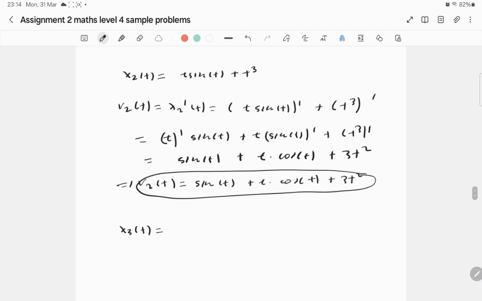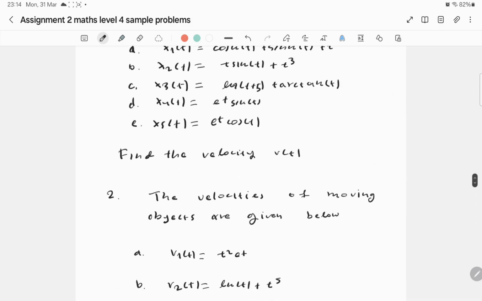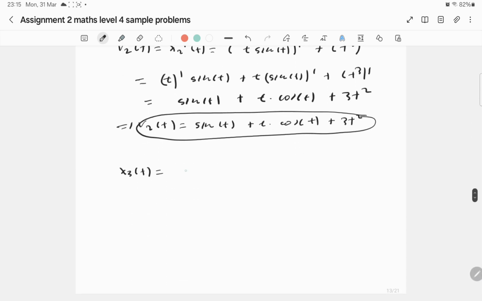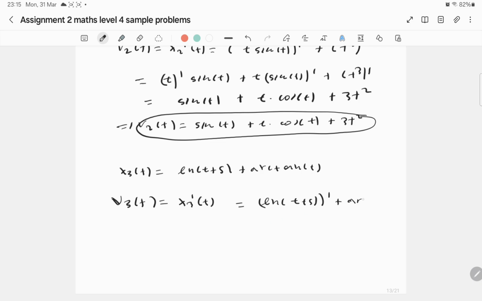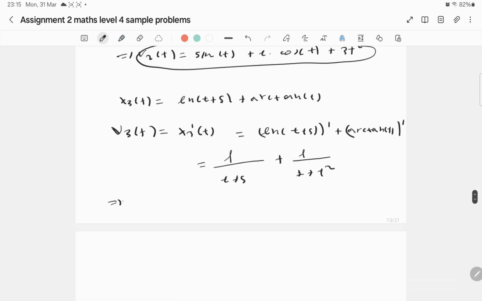x3 of t is ln of t plus 5, plus arctangent of t. To find the velocity, I take the position and I differentiate with respect to t, so I have the derivative of ln of t plus 5, plus the derivative of arctangent of t, that's 1 over t plus 5 plus 1 over 1 plus t squared. So v3 of t equals 1 over t plus 5 plus 1 over 1 plus t squared.